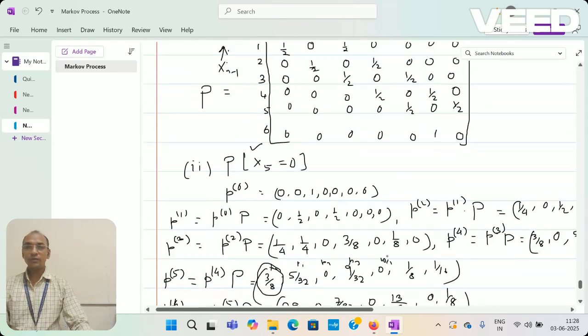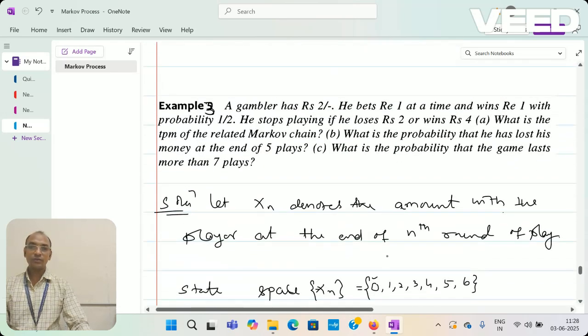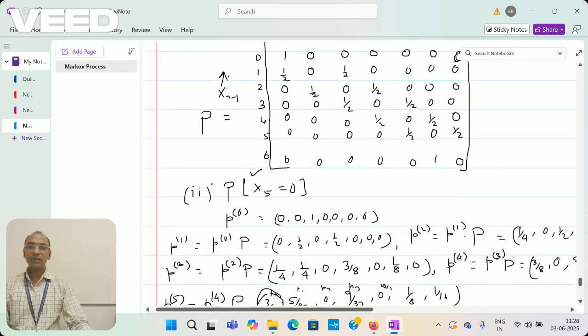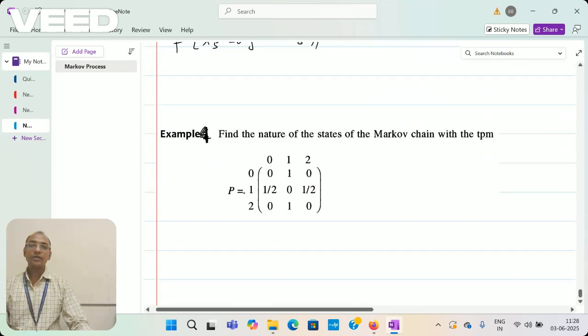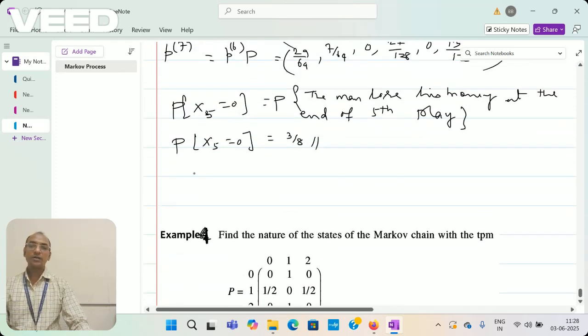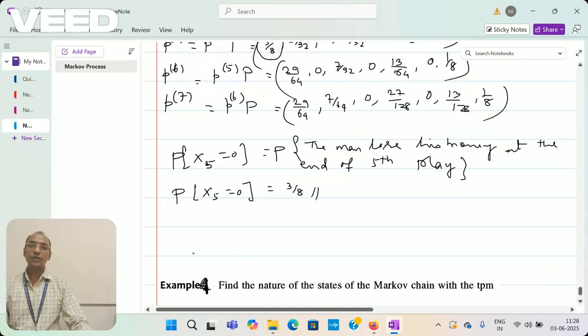Now let us go to the third question. What is the third question? What is the probability that the game lasts more than 7 plays? That means he is neither in the state 0 nor in the state x equal to 6.